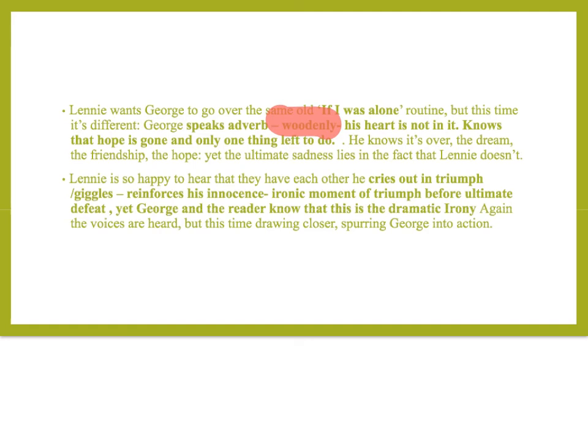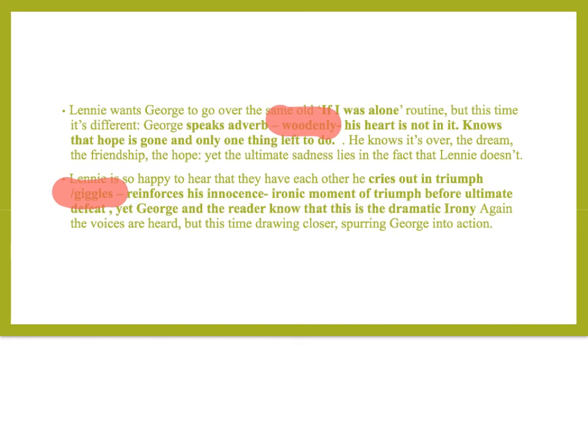And Lennie, unfortunately, it's fortunately for Lennie, Lennie doesn't understand that there's a difference. Who picks up on the difference? You do, the reader. You understand the difference, but poor Lennie doesn't. Lennie's so happy to hear it that he cries out in triumph and he giggles. And just that idea of him giggling reinforces his innocence.